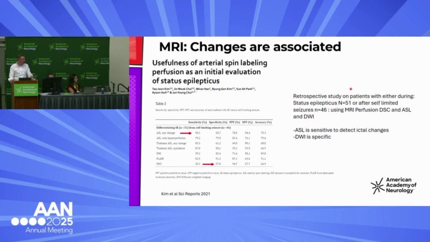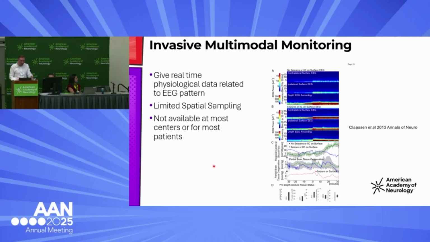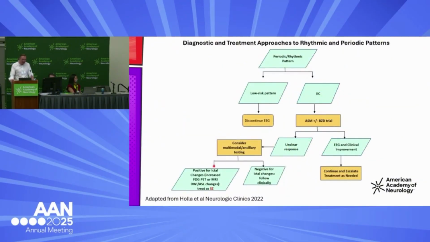Here's a study briefly looking at status epilepticus, so an ongoing ictal pattern, versus somebody who just had a few discrete seizures, so not having a seizure during the MRI, presumably. You can see that ASL, so increased perfusion, is a very sensitive marker, and DWI changes are a very specific marker. Similarly, if you have the luxury of invasive probes, you can look for decreased or increased lactate, decreased oxygenation associated with the pattern.